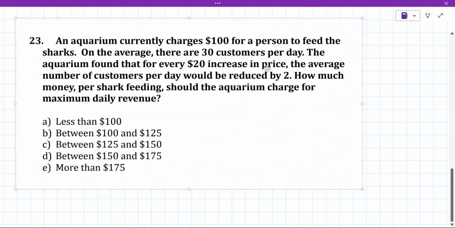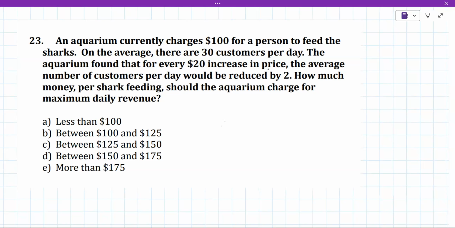All right, an aquarium charges $100 for a person to feed the shark. On average, there are 30 customers per day. The aquarium found that for every $20 increase in price, the average number of customers per day would be reduced by 2. How much money per shark feeding did the aquarium charge to maximize daily revenue?